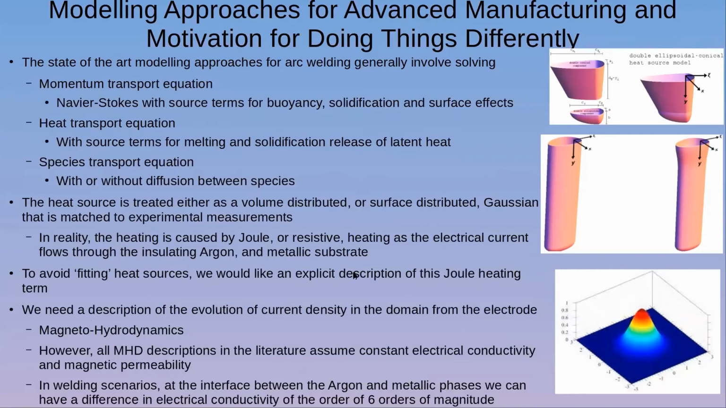So what we were trying to think of was, how can we better physically capture that heat source? If you want to do that, the heating of the substrate is due to Joule heating, so the resistive heating of the electric current passing through the gas phase and the metal phase. If you want to understand that heating and put that heating term into your heat transport equation, you need some description of that current density evolution in the domain.